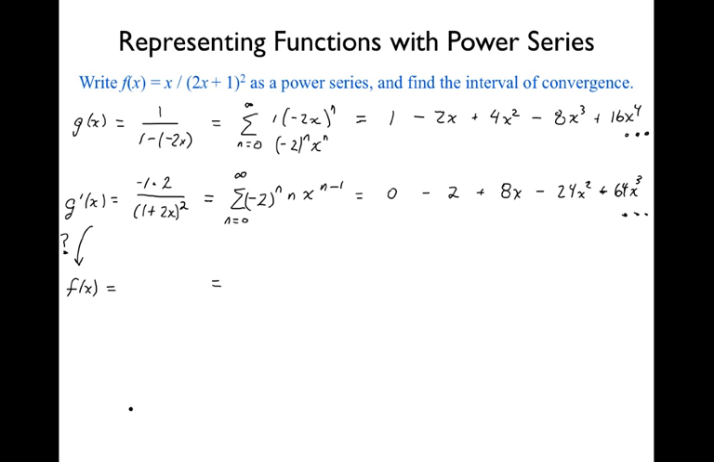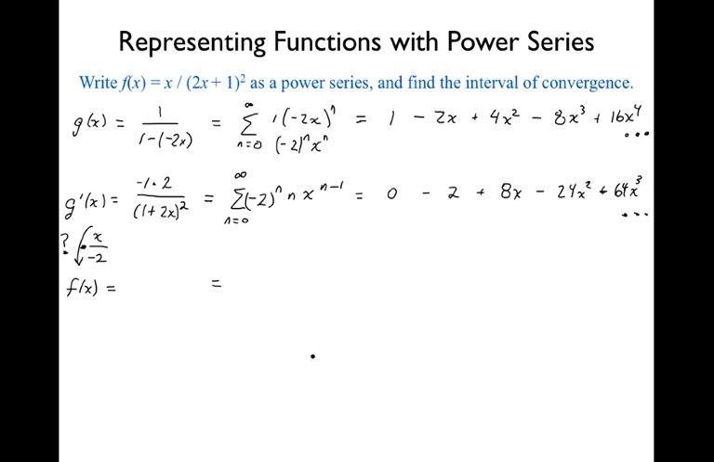Multiply by x. So if I multiply g prime by x, that will give me f. So if I multiply by x, I'll have negative 2x over 1 plus 2x quantity squared. Is that f? Okay, well, it's part of it. What else do I need to do? Divide by negative 2. So I really want to multiply by what? X over negative 2.